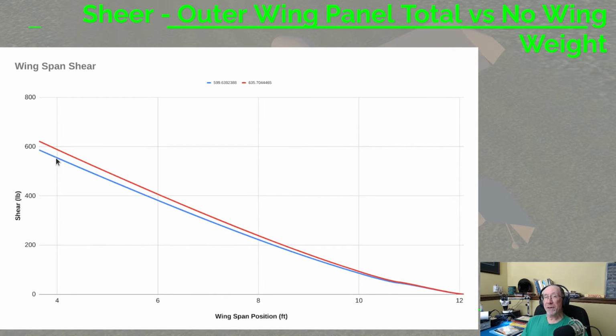I said, that can't be right. And at that point, I did something I should have done much earlier when I first saw this graph. I did a sanity check of the shear at the attachment point for the wing spar.